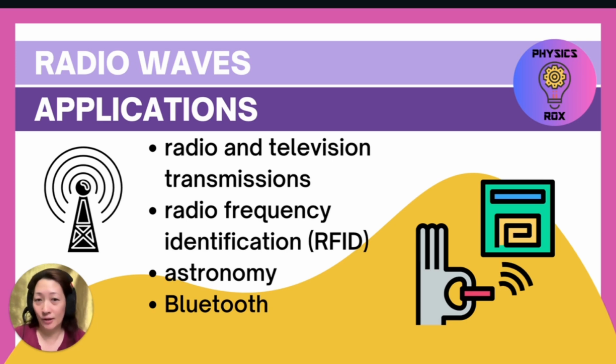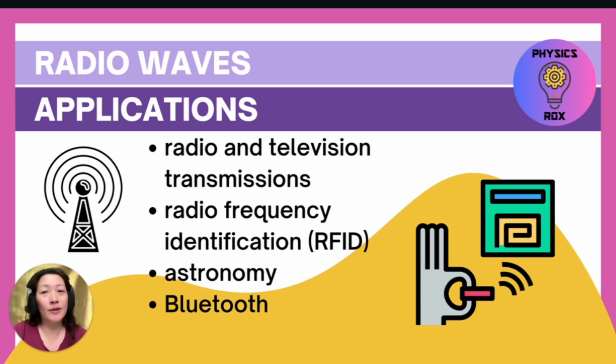Radio waves are also used when it comes to studying astronomy, for example in radio telescopes which pick up radio waves emitted by celestial objects for astronomers to study and understand more about what lies out there. Radio waves are also used in Bluetooth communications, which is a short-range communication between devices, for example from phone to phone or even from phone to your wireless earsets.